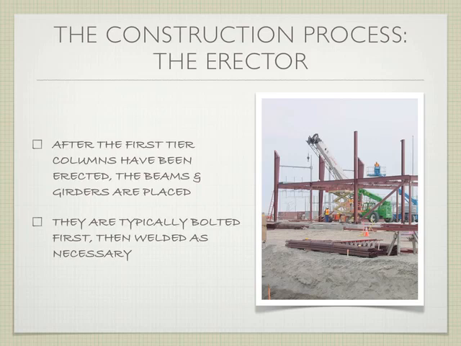Once we have all of these pieces in place, right, we'll bolt them temporarily, and then we can adjust the building as a whole to get it plumb and level. Right? So instead of trying to adjust each individual column separately, we'll bolt the whole thing together, and then we can put cables in that will adjust it and kind of rack it from one direction to the other to get it nice and level. Right? So they're bolted first and then welded as necessary.